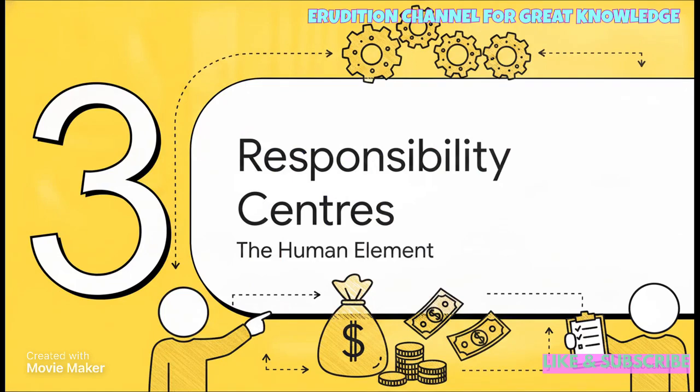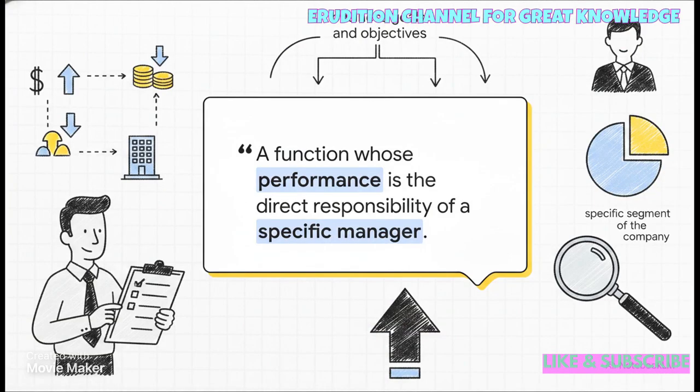Up next, Section 3, Responsibility Centers, the Human Element. According to CMA, a responsibility center is a departmental or organizational function whose performance is the direct responsibility of a specific manager. So the crucial point is that this refers to a specific segment of the company where one particular manager is given the authority and held accountable for business goals. It's an entity with its very own policies and procedures, giving a manager specific responsibility over things like revenues, expenses, and invested funds. See what we did there? We just moved from the micro level of where costs collect to the human element of who is actually answering to the boss for them.